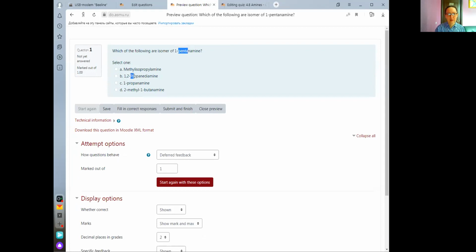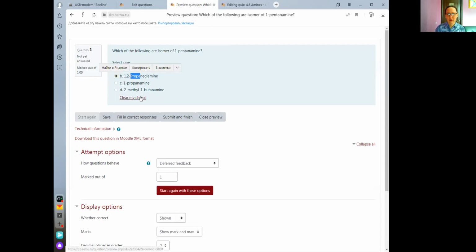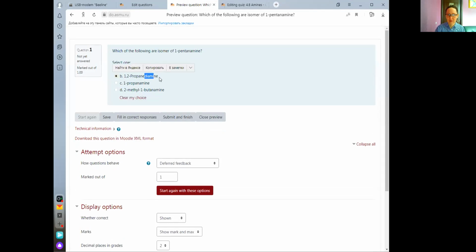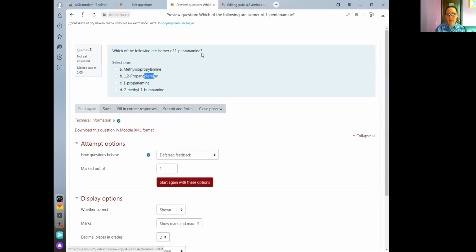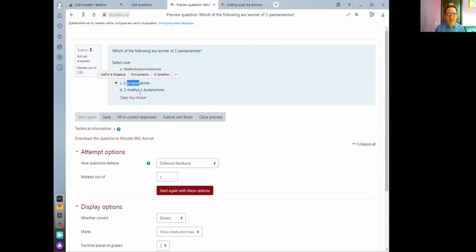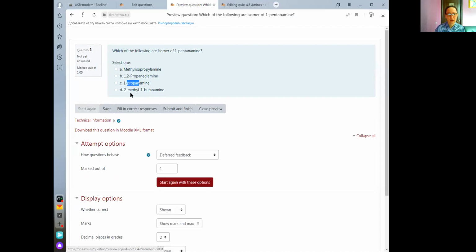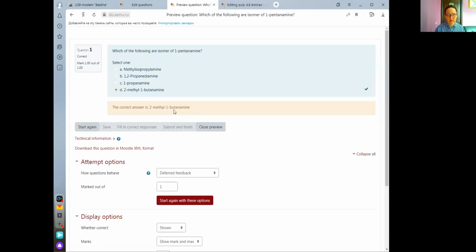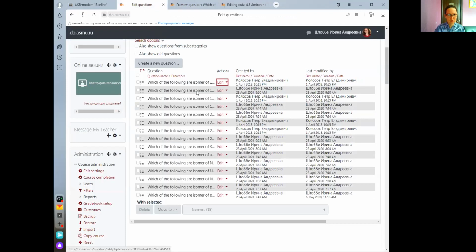Variant B, it's prop, 3 carbons, but we must have 5. And additionally here we have diamine, it means 2 nitrogens here, and we have only 1 nitrogen. Variant C is prop, only 3, but we must have 5, wrong. And variant D is but, 4, and methyl, 4 plus 1 will give you 5, and 1 amine, 1 nitrogen. I think D will be the correct answer. Yes, it's correct. And so on.